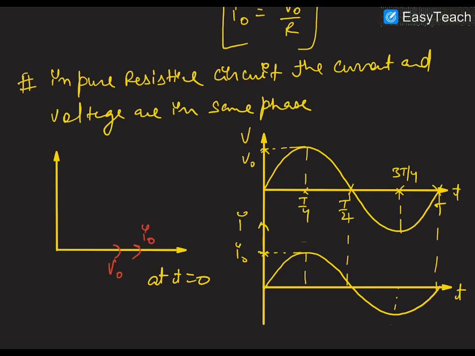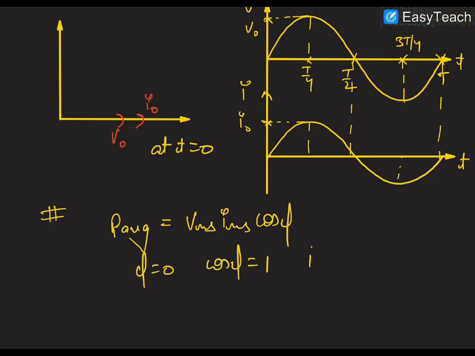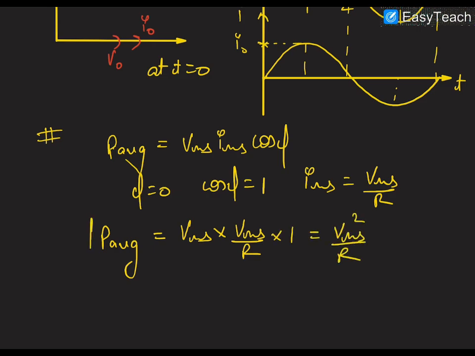Now if we discuss the power loss, although we have already discussed the average power loss in the previous video, let me again remind you that the average power loss here will be Vrms into Irms into cos phi, and because phi is 0, cos phi will be 1, and Irms will be equal to Vrms upon R. So average power loss will be equal to Vrms into Irms, which is Vrms upon R, and cos phi is 1. So it would be equal to Vrms whole square upon R. This would be the average power loss in this pure resistive circuit.